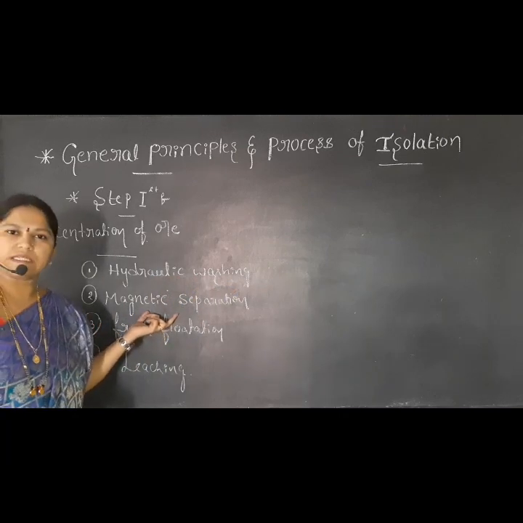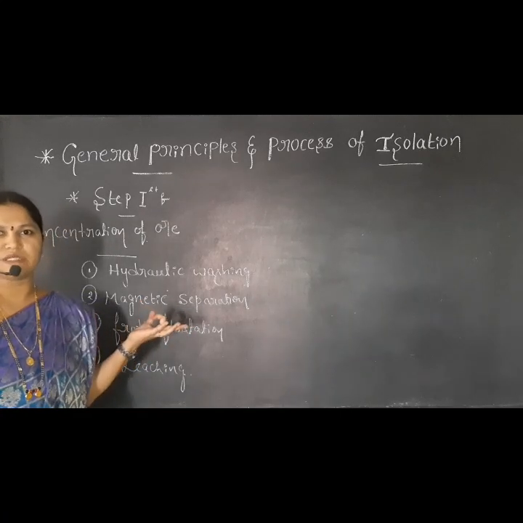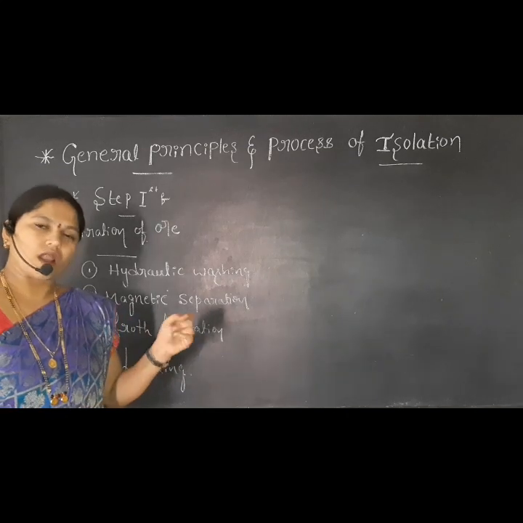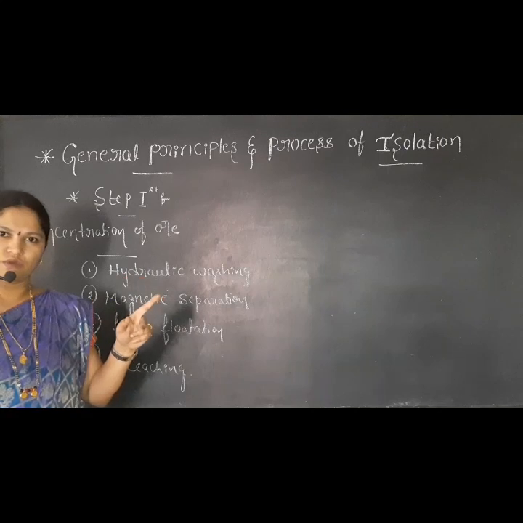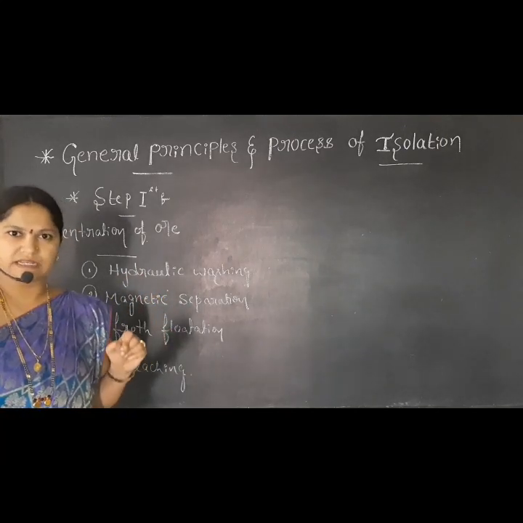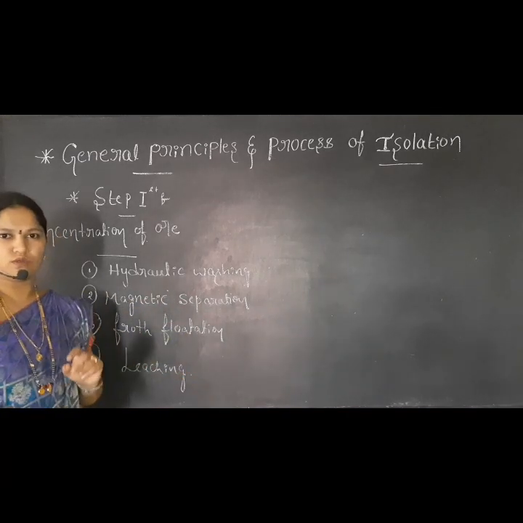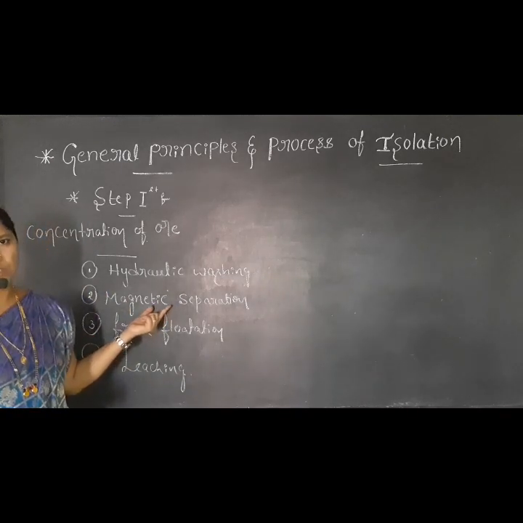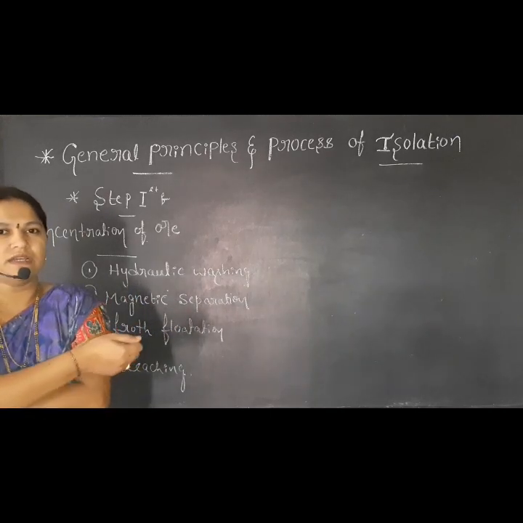The second is magnetic separation. It is mainly based on the principle of difference in the magnetic properties of the ore and the gangue particles. Between the ore and gangue, if one has magnetic attracting capacity and the other doesn't, then we can easily separate the gangue particles and the ore with the help of magnetic separation.